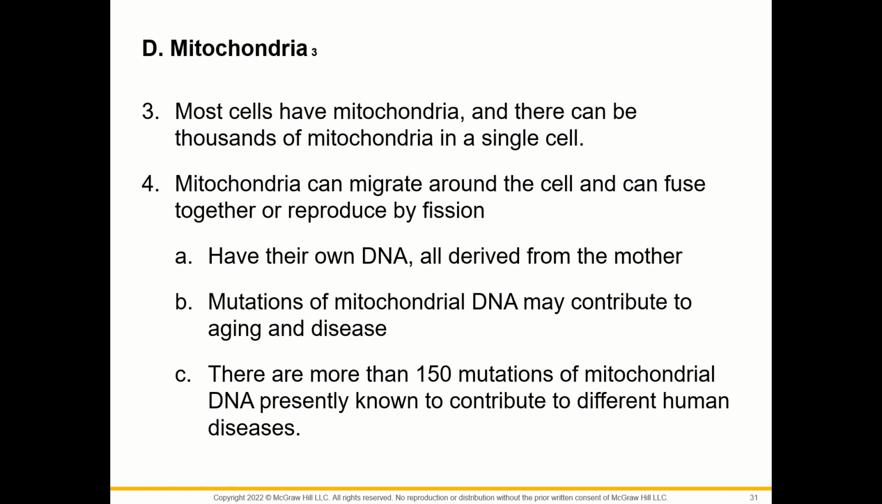All right, so most cells have mitochondria, and there can be thousands of mitochondria in a single cell. Mitochondria can migrate around the cell and fuse together or reproduce by fission. So this is all the stuff that I was kind of blabbing on about. They have their own DNA. They're all derived from the mama. Mutations of mitochondrial DNA may contribute to aging and disease. There are more than 150 mutations of mitochondrial DNA presently known to contribute to different human diseases.